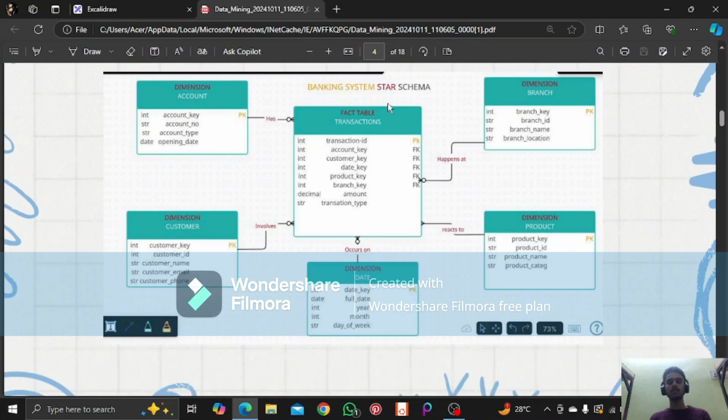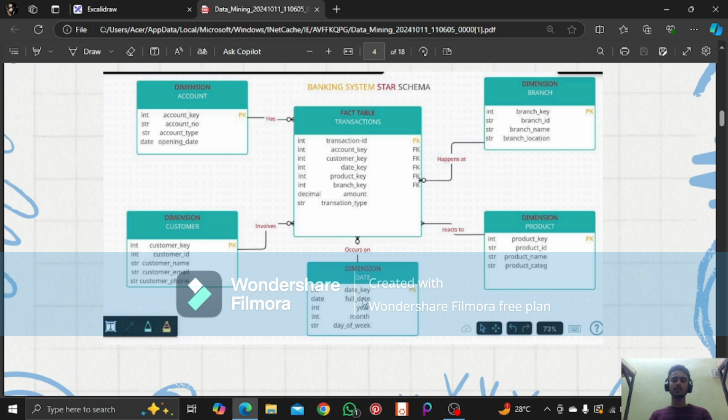Here you can see that the banking system star schema includes the dimensions account, customer, transactions, branch, product. Account includes account key, account number, account type, opening date. Customer includes customer key, customer ID, customer name, customer email, customer phone number. Transactions include transaction ID, account key, customer key, date key, product key, branch key, amount, transaction type. Branch includes branch key, branch ID, branch name, branch location. Product includes the product key, product ID, product name and product category.